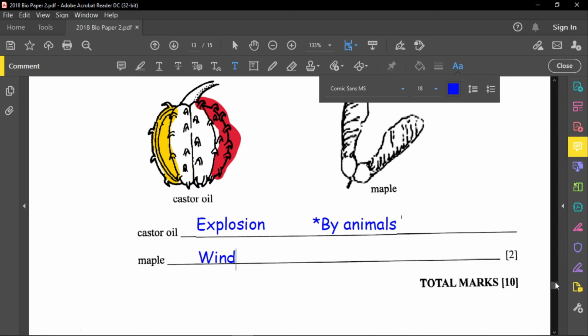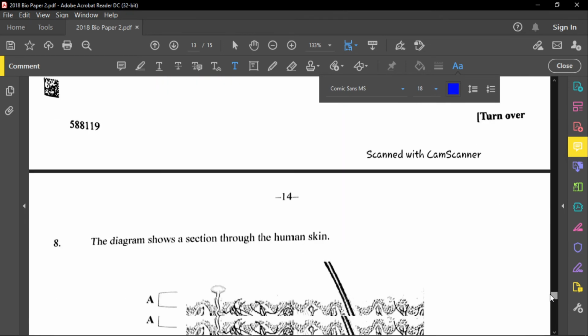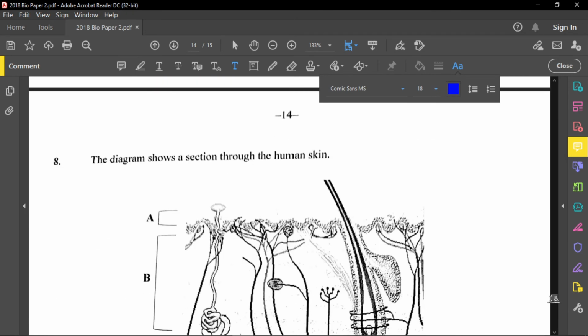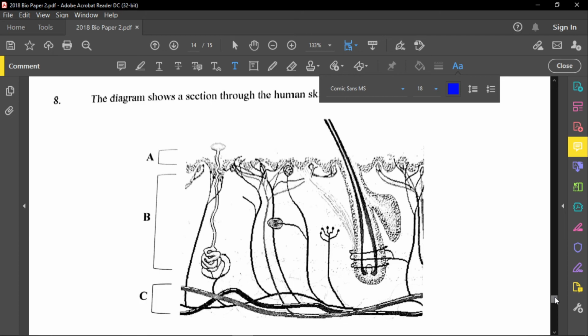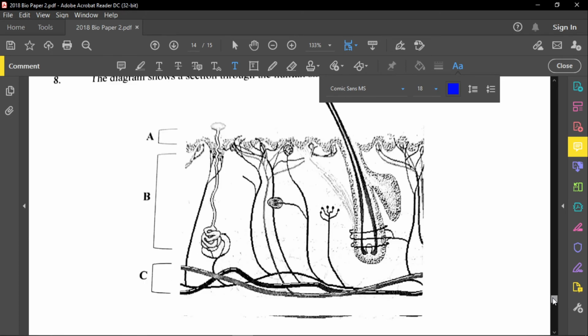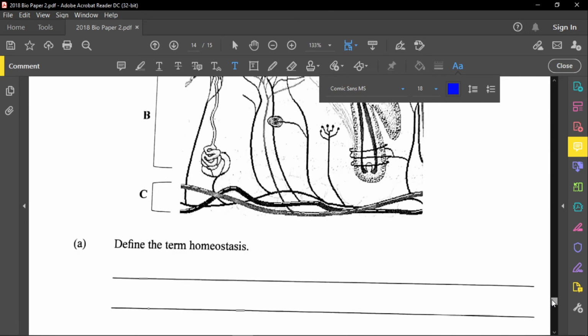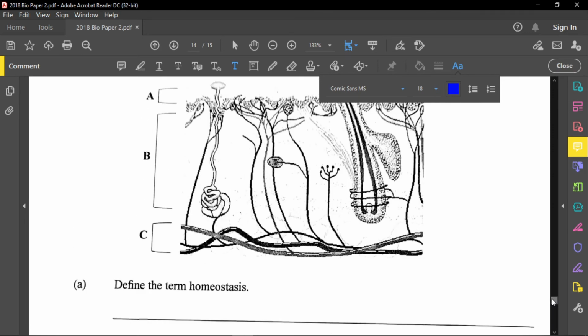Our next question, which is supposed to be the last question, number 8. This one says the diagram shows a section through the human skin. Here we have our human skin. We have three layers. I'll label these for you, I promise. Let's see if they ask us to label, by the way. This is not a clear diagram, I apologize for that. On the original paper it looks much better in terms of the details, because there are some small structures below behind these. But nevertheless, we should still be able to answer the question.